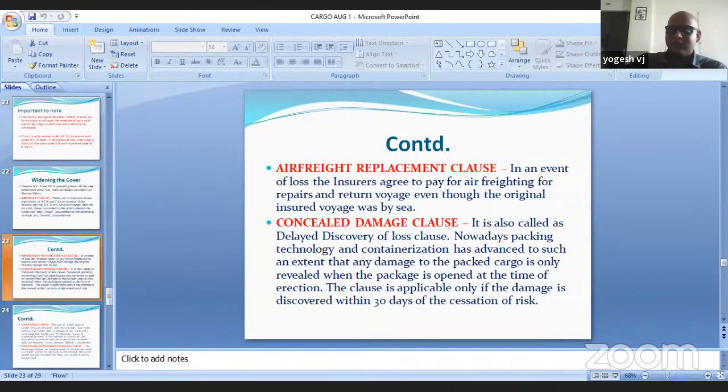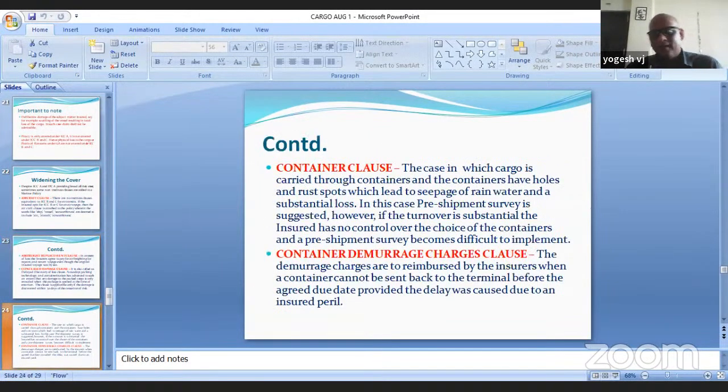Concealed damage is Indian terminology. Delayed discovery of loss is international terminology. Nowadays, packing technology and containerization have advanced to such an extent that damage of any extent to the packed cargo is only revealed when the package is opened at the time of erection. The clause is applicable only if the damage is discovered within 30 days of the cessation of the risk. Once the goods land at the destination, within 30 days this loss has to be discovered. Otherwise, it is not covered.